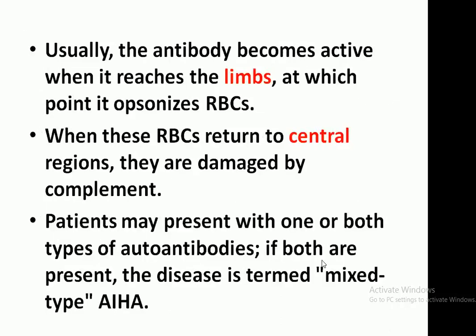Usually the antibody becomes active when the blood leaves the limbs, at which point it opsonizes the RBCs. And when these RBCs return to the central region, they are damaged by the complement. Patients may present with one or both types of autoantibodies. When both are present, the disease is termed mixed type, because it includes the cold and the warm.